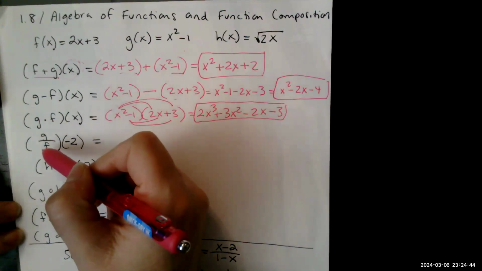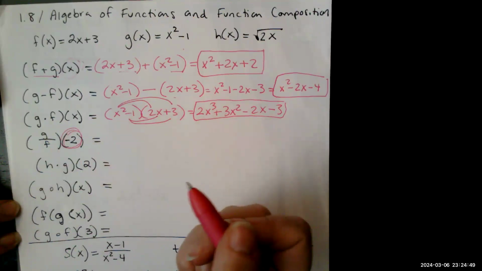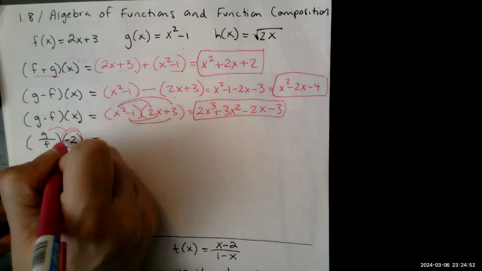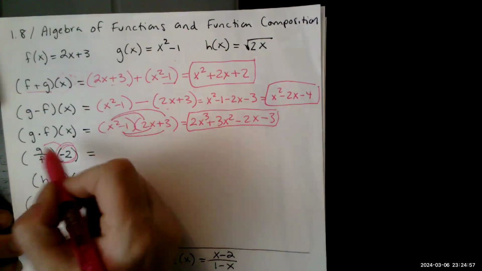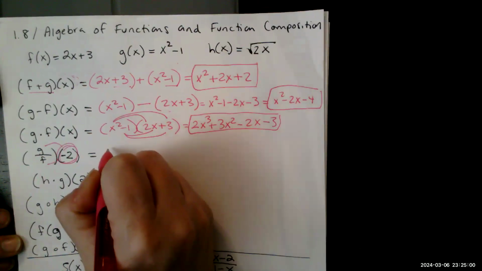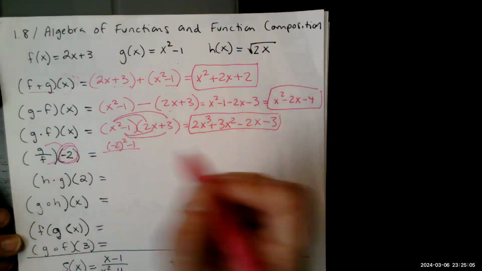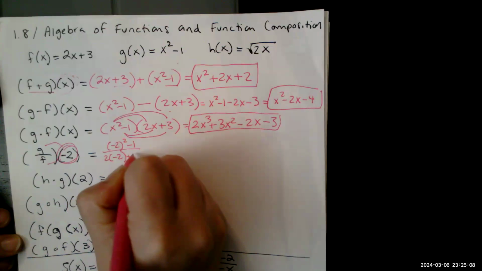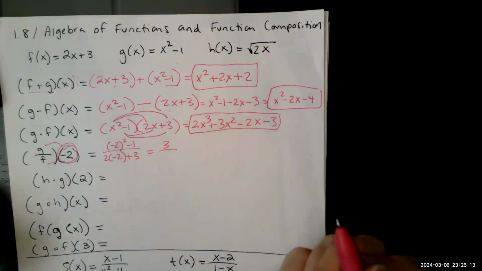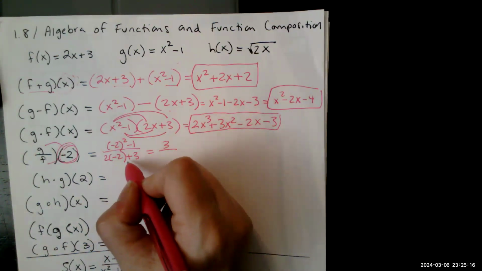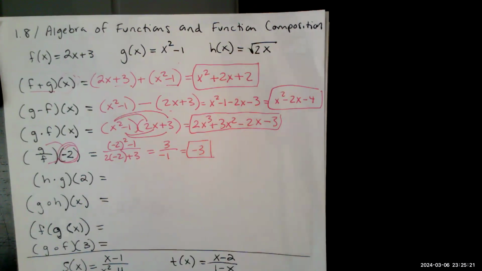All right, g over f means to divide, but this time we have an actual number. So I'm going to plug this number into both of these things and then divide, because that'll make it a lot easier. So if I plug the negative 2 into g, I get negative 2 squared minus 1. And if I plug the negative 2 into f, I get this. So on top, I get 4 minus 1, which is 3. And on the bottom, I get negative 4 plus 3, which was negative 1. So basically, my answer is negative 3.